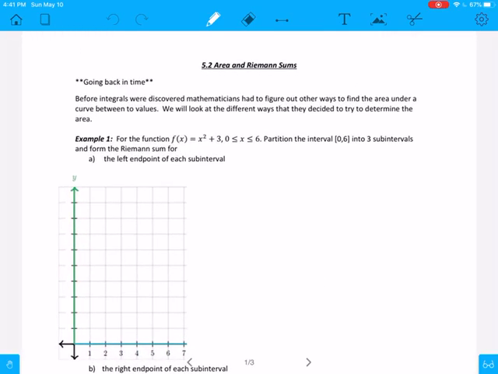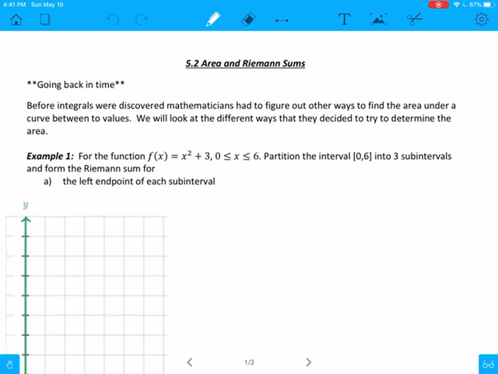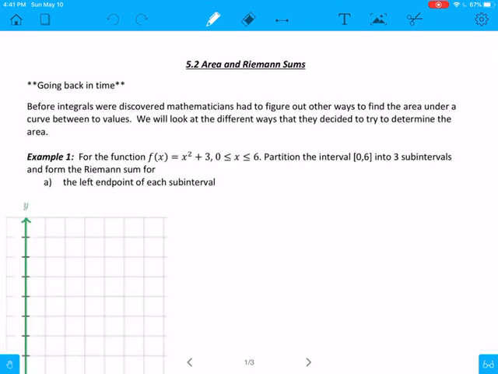So today we're doing area and Riemann sums. And we're going back in time. So normally you would start with this lesson, but I always teach you guys integrals first so you understand that you're finding area under a curve. And now what we're going to do is go back in time before they had integrals.